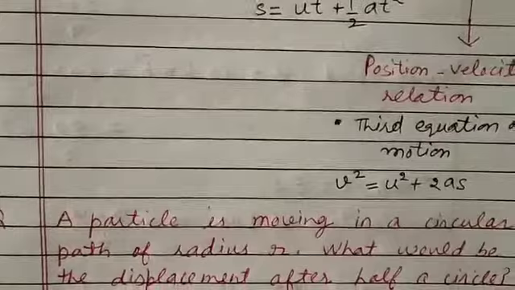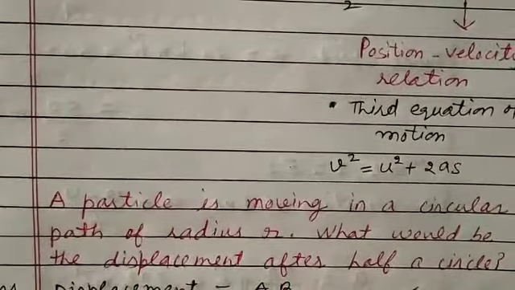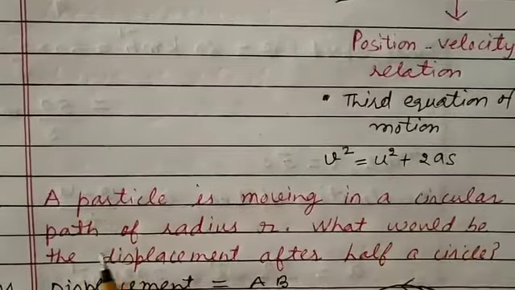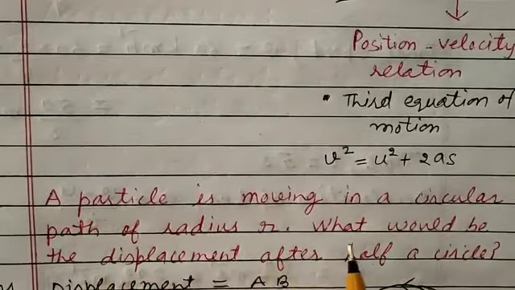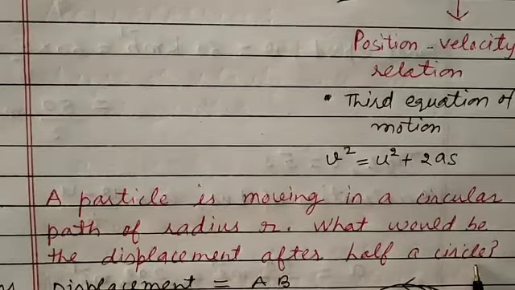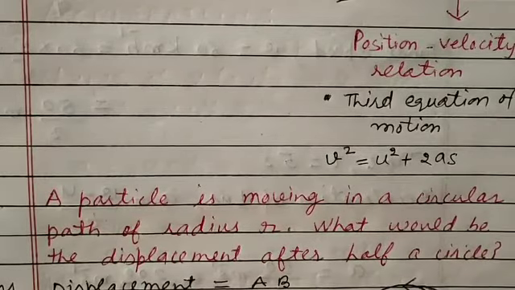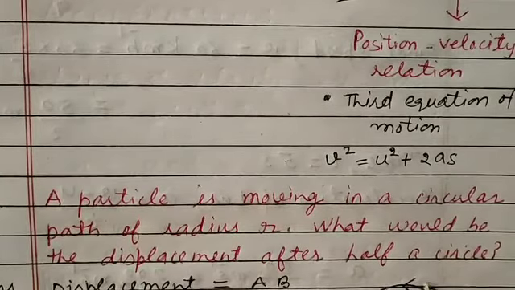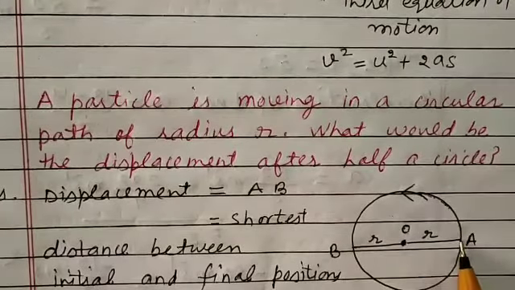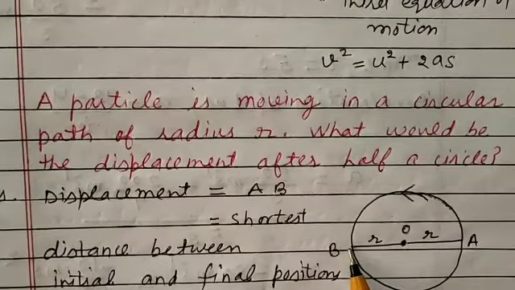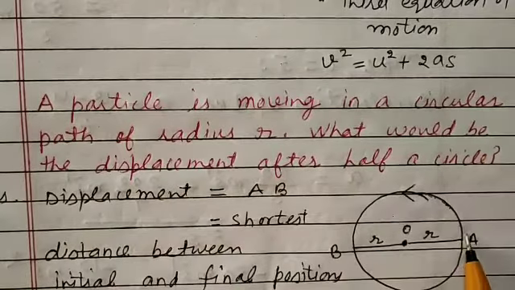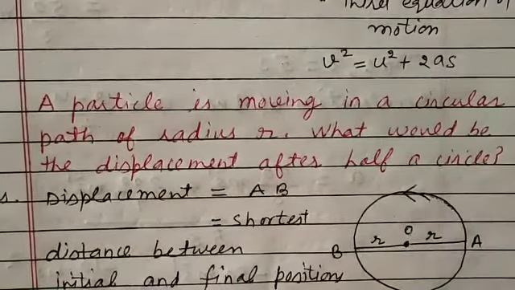Now we have a problem. A particle is moving in a circular path of radius r. What would be the displacement after half a circle? Means we have to find out the displacement after half a circle. This is our circle, you can see, and here A and B are the particle positions. Particle A is moving in a circular motion.